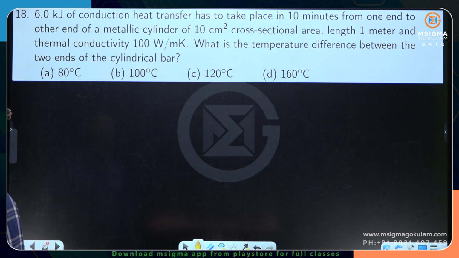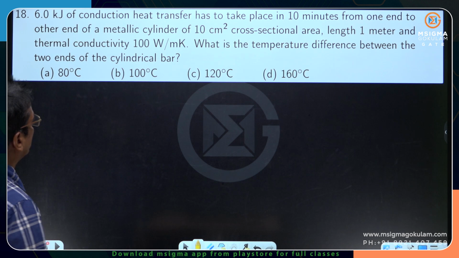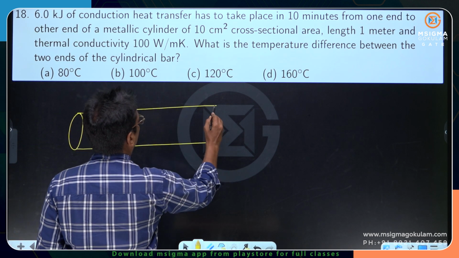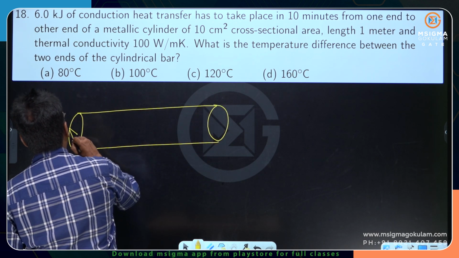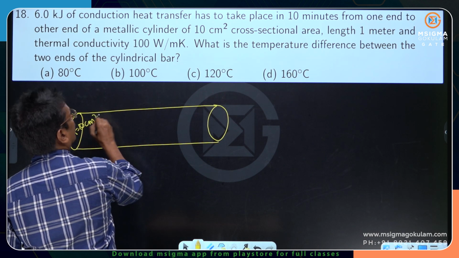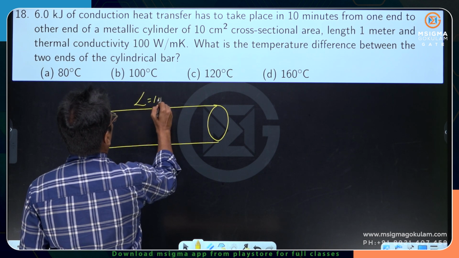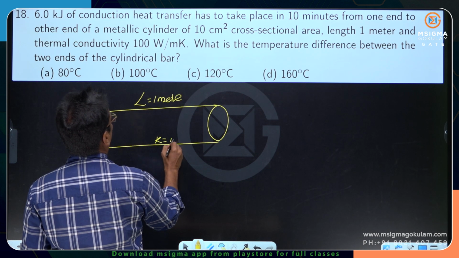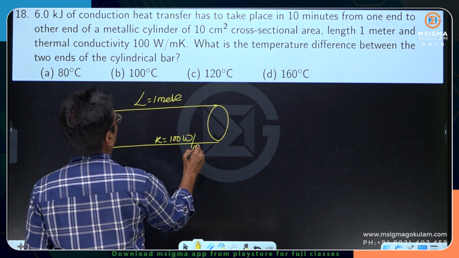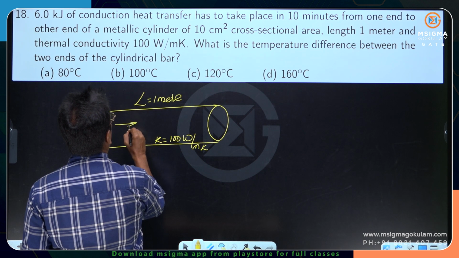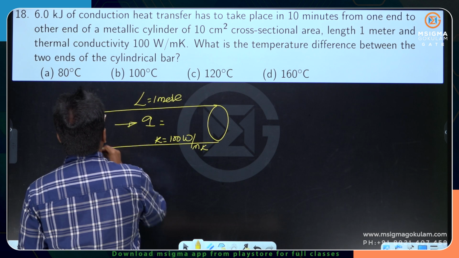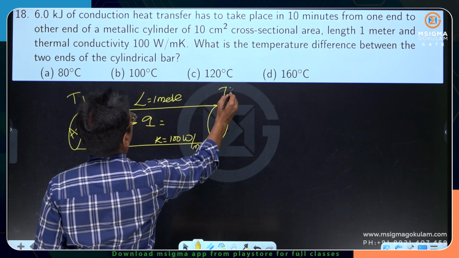6 kilojoules of conduction heat transfer has to take place in 10 minutes from one end to the other end of a metallic cylinder of 10 centimeter square cross sectional area. Area is 10 centimeter square, length is 1 meter, and conductivity of the material is 100 watt per meter Kelvin. What is the heat transfer rate? If this is T1, heat transfer rate is how much?